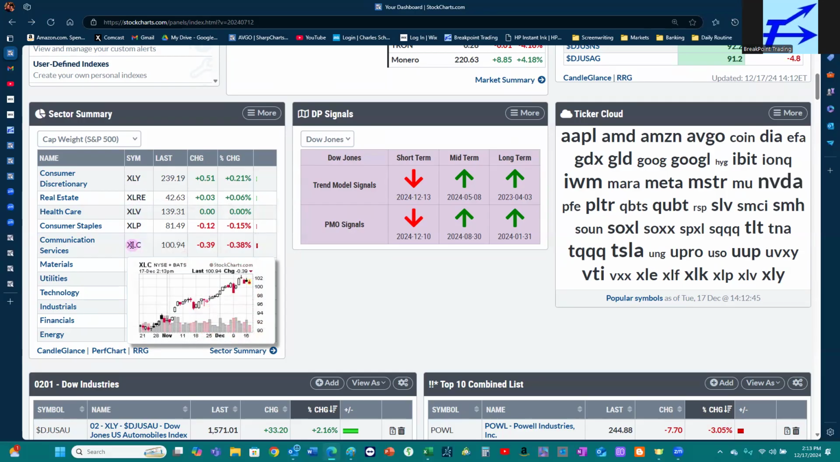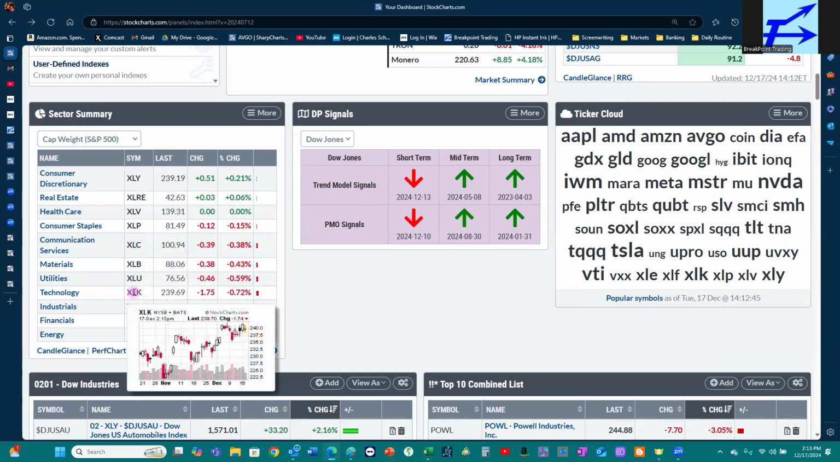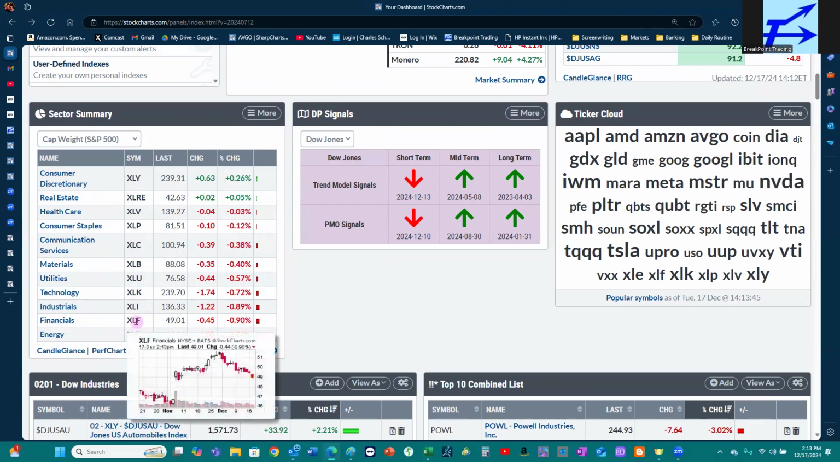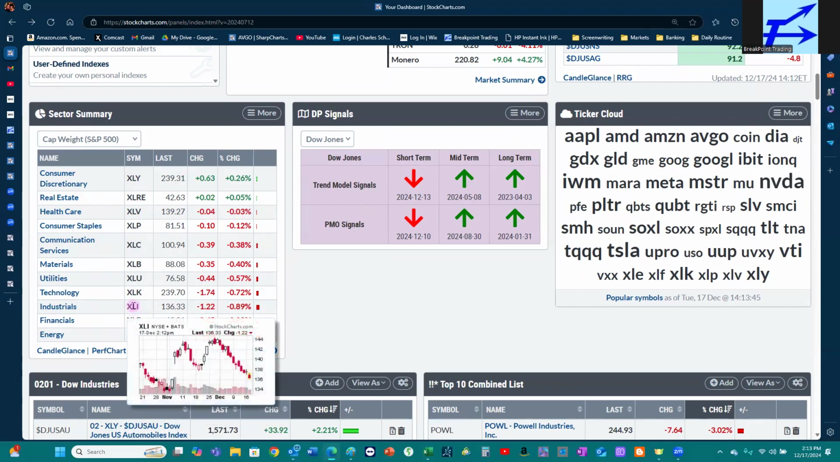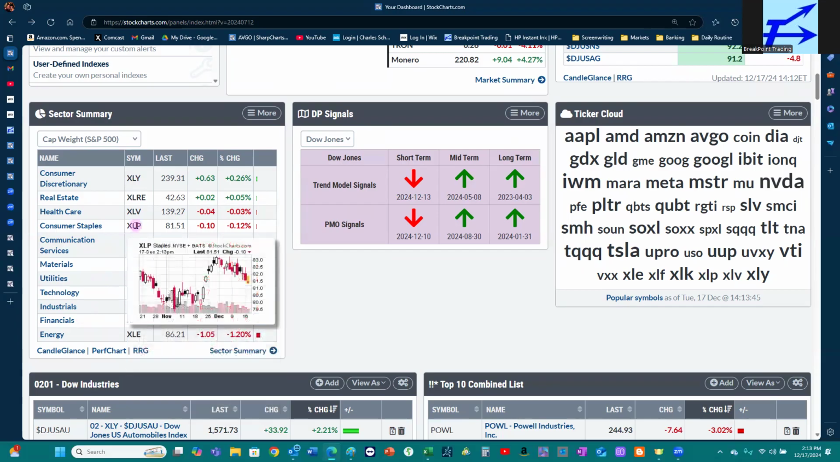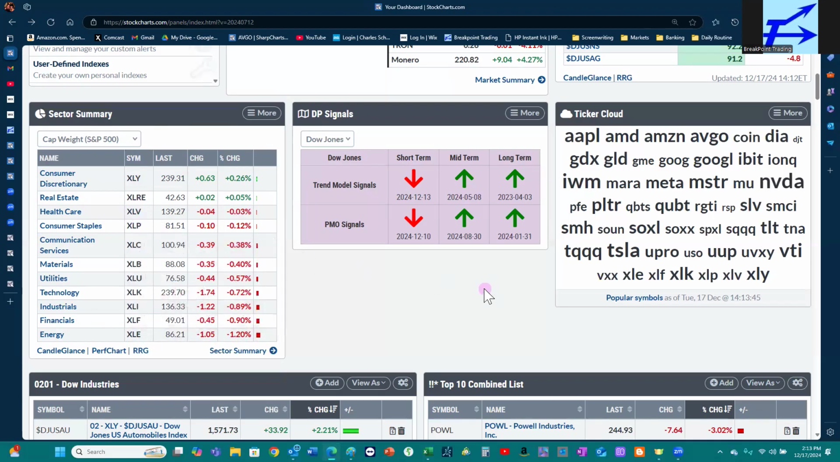Communication services is hanging in there, just kind of going sideways. And technology is right down here, about somewhere in the middle of the pack. You can see that energy continuing to go lower, financials going lower, industrials, materials, all of these continuing to go lower, staples going lower.